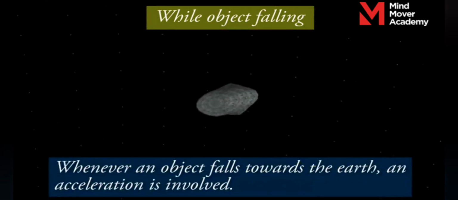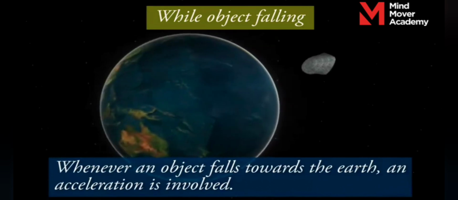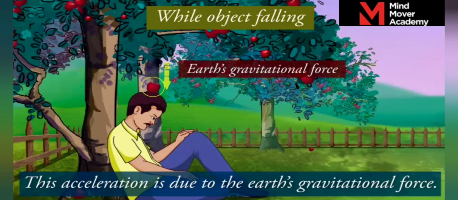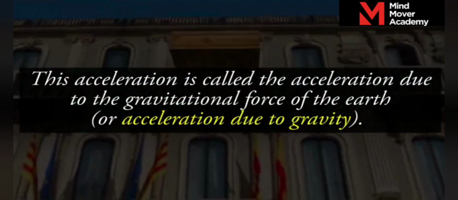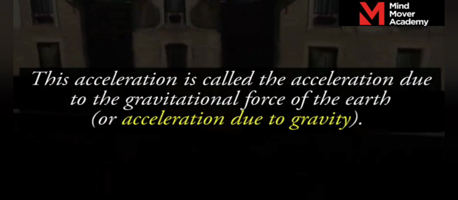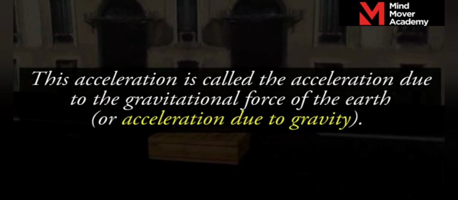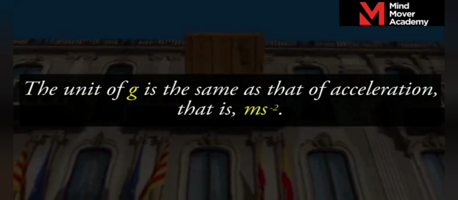Whenever an object falls towards the Earth, an acceleration is involved. This acceleration is due to the Earth's gravitational force. Therefore, this acceleration is called the acceleration due to the gravitational force of the Earth, or acceleration due to gravity. It is denoted by g. The unit of g is same as that of acceleration, that is, ms raised to the power -2.